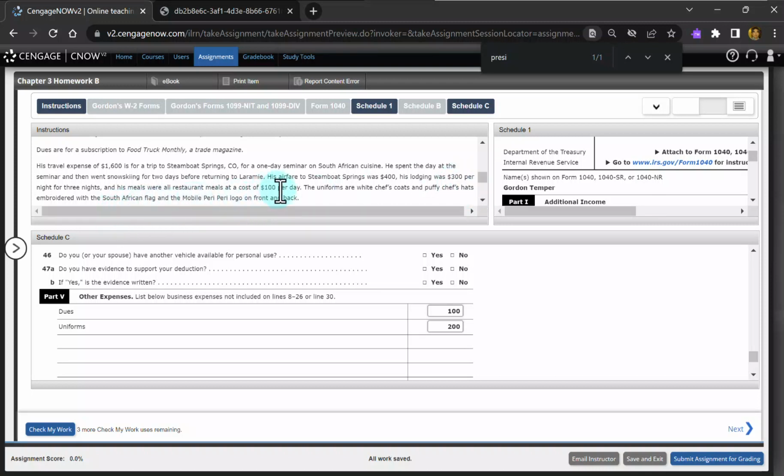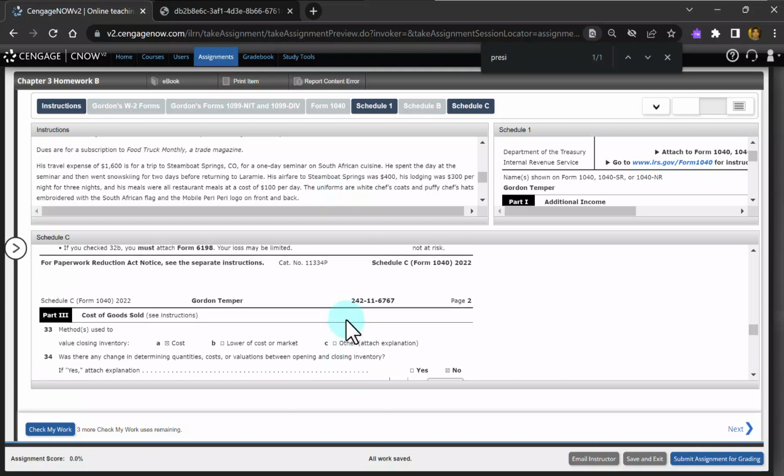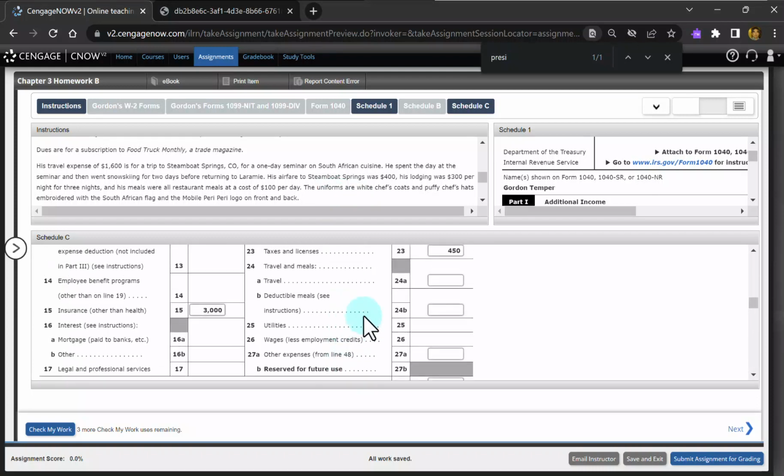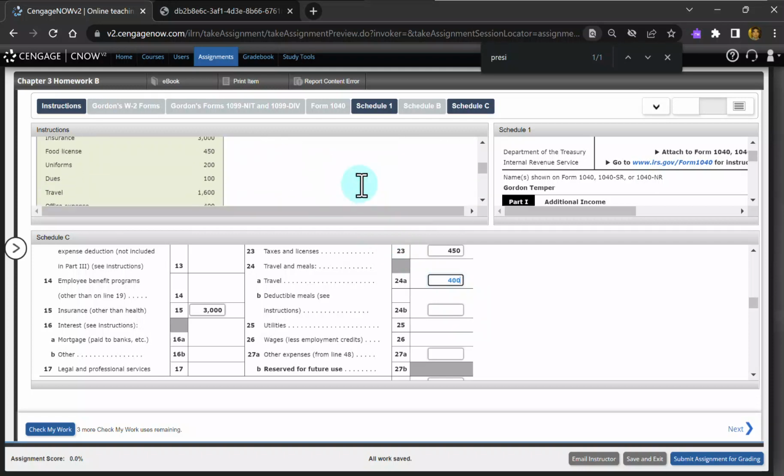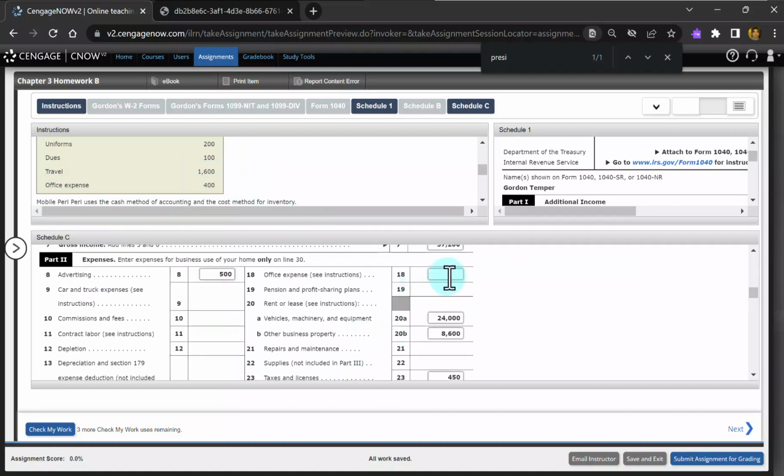And meals were $100 a day. So we get to deduct 100, the whole thing, yeah? Not necessarily 50%, but the whole thing while on business travel. So that looks like $400. So let's look for travel here. Alphabetical order. 400. Okay, so that's 400 of the 1600. And then office expense 400, that's at the top right here in line 18.